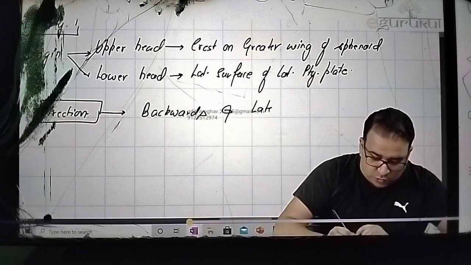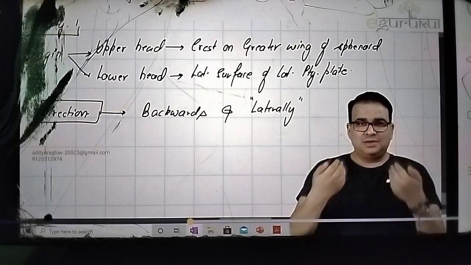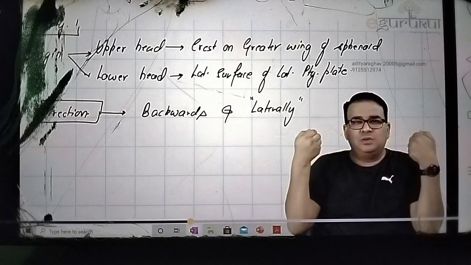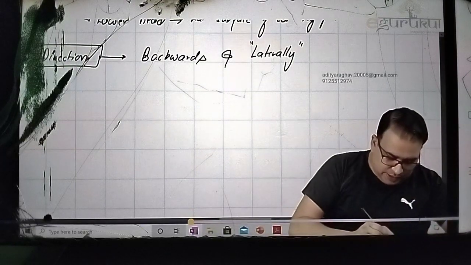And then I showed you, it is also running laterally. This is something which many people don't understand. I hope you have an orientation now. It is running backward and it is running outward also. It is running laterally also to reach the mandible. Insertion.